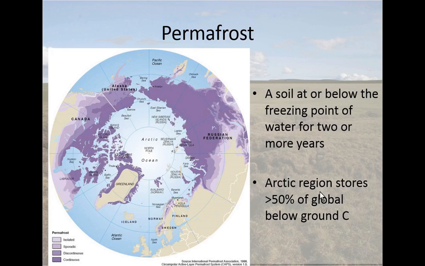So at first, what permafrost is, here is Finland, and all the purple here is permafrost regions. And permafrost is a soil that is at or below the freezing point of water for 2 or more years in a row. And you can see that we here in Scandinavia have some permafrost regions, but most of the permafrost is located here in Siberia, in Alaska, and in the Canadian high Arctic. And the Arctic regions shown here with the purple colors actually store over 50% of the global below ground carbon.